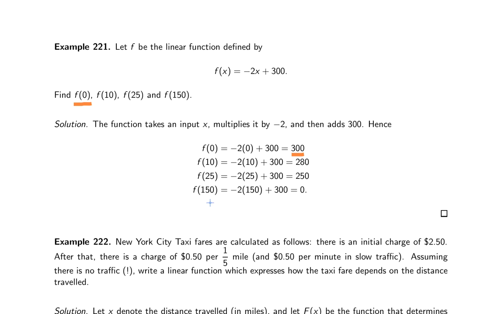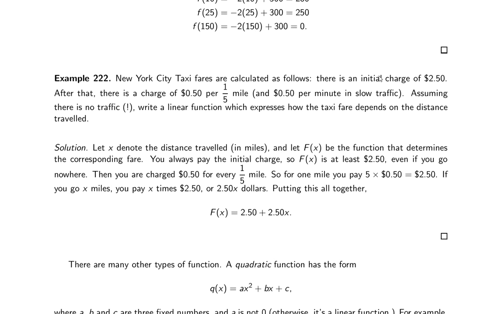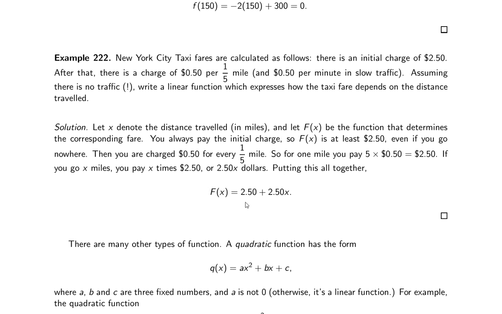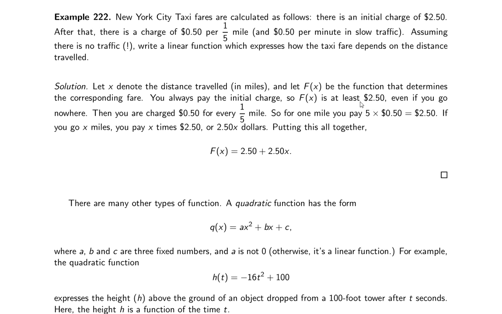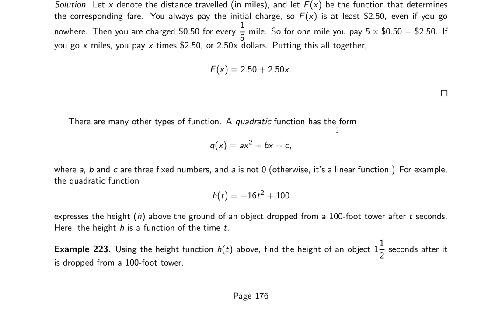And if the input is 150, 150 goes in. Negative 2 times 150 is negative 300. Plus 300 cancels, so we get 0. So when 150 goes in, 0 comes out. Of course, you could have decimals or fractions.